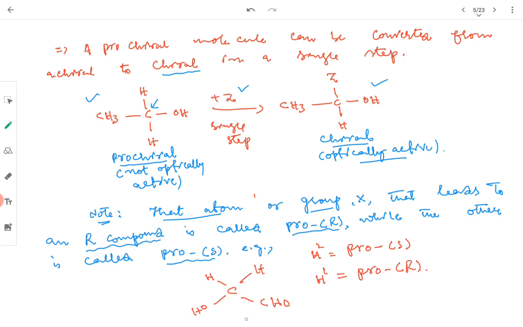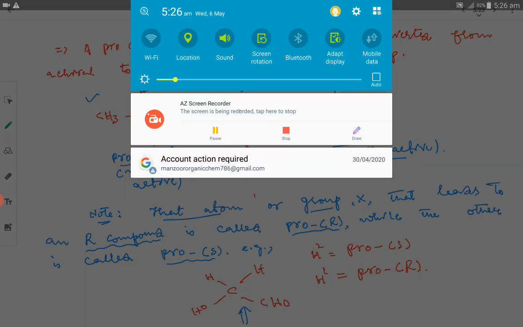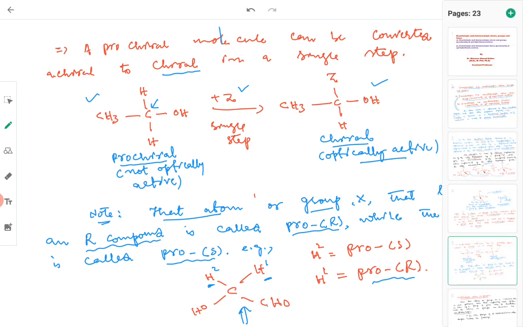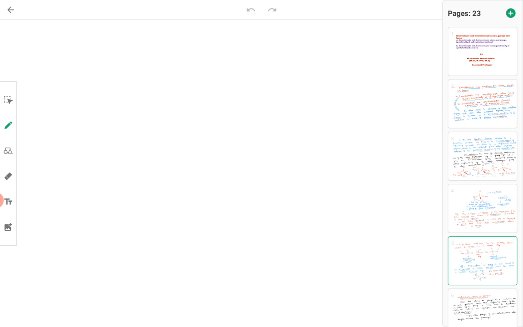So in this molecule here, this proton H1 is known as pro-R because its replacement will give an R enantiomer, and this H2 here is known as pro-S because its replacement will give an S enantiomer. So these groups or atoms are known as pro-R or pro-S.